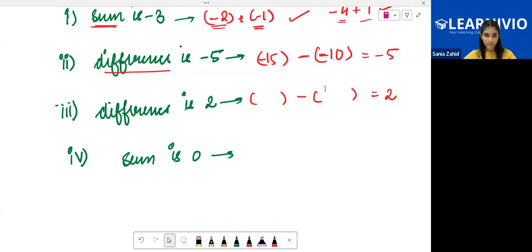Ma'am, -3 minus -1. What are you saying? -3 minus -1. When you open the brackets, you will get -3 plus 1, but that is equal to -2 and not 2.